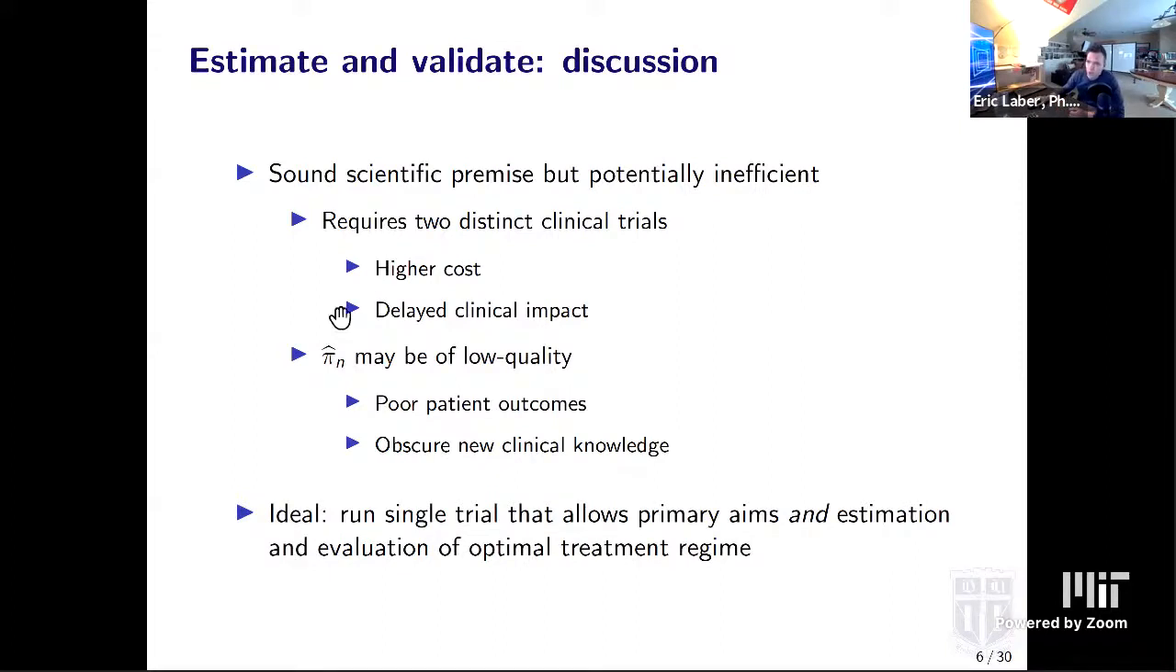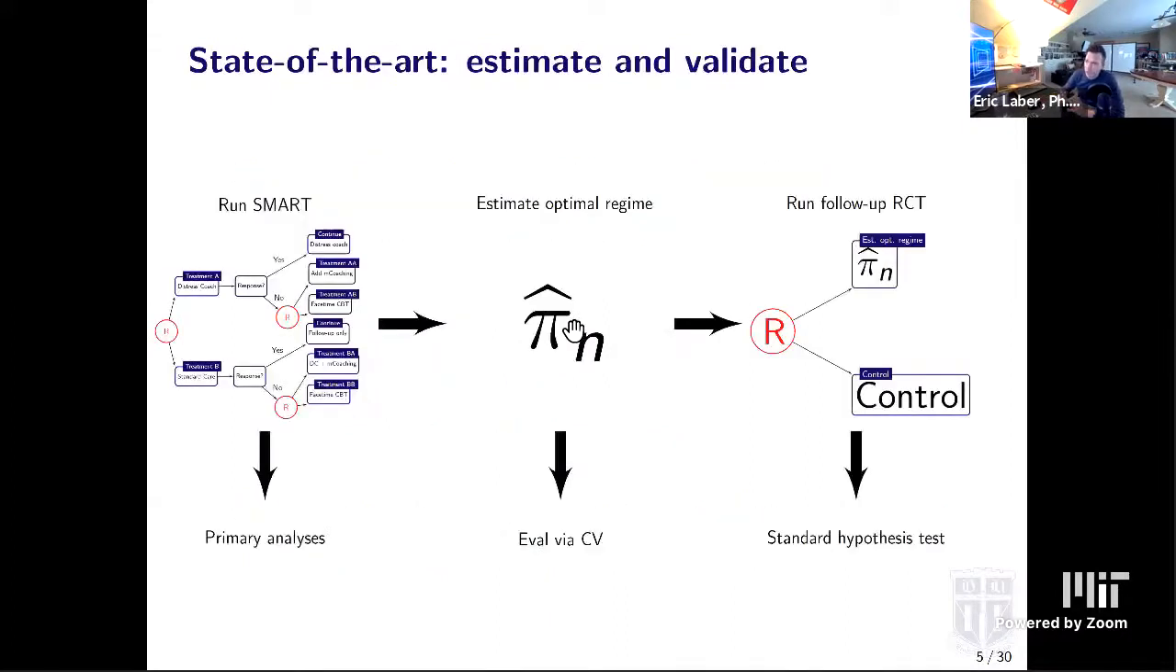But another problem is that pi hat may be of low quality. Remember, you didn't size the trial to ensure you had a high quality estimator of an optimal treatment regime. You just sized it for some simple comparison. You estimated it after the fact. And so the consequence is that you might end up with poor patient outcomes. And the reason that happens is that, well, suppose that your estimated rule isn't very good, even though an optimal tailored treatment regime is good. So this might not look very good.